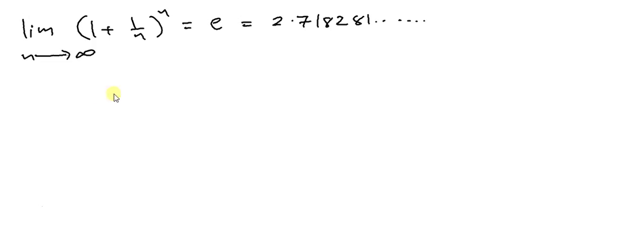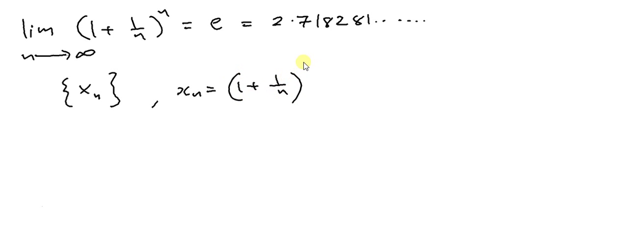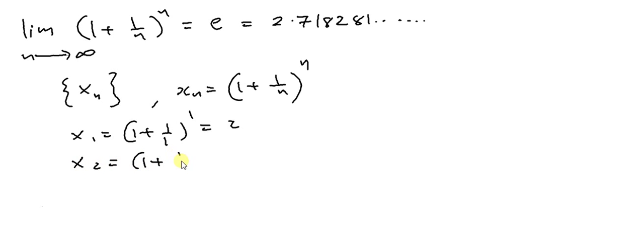Okay, let's first take the sequence xn, and xn is defined as xn equals (1 plus 1 over n) raised to n. So x1 is equal to (1 plus 1 over 1) raised to 1, that's 2. x2 is equal to (1 plus 1 over 2) raised to 2, that's about 2.25, and so on.